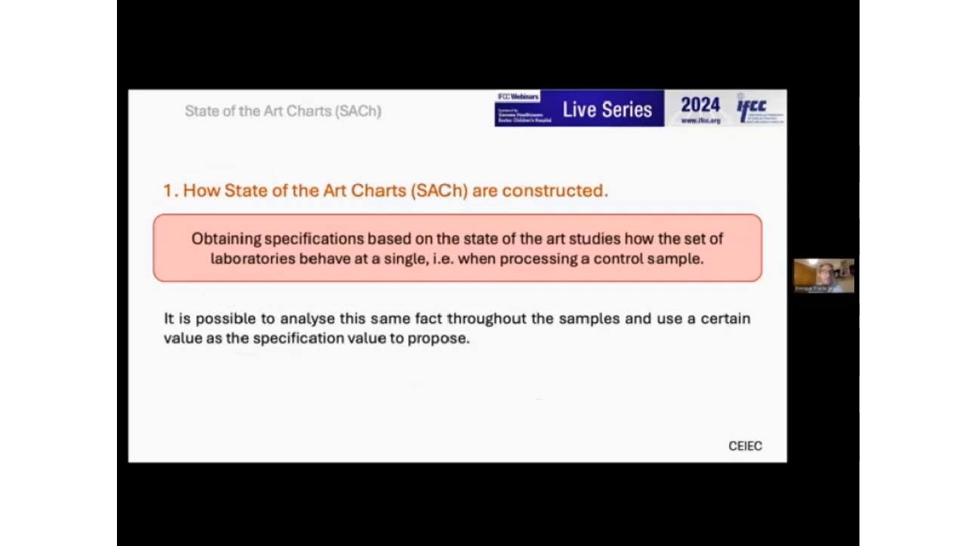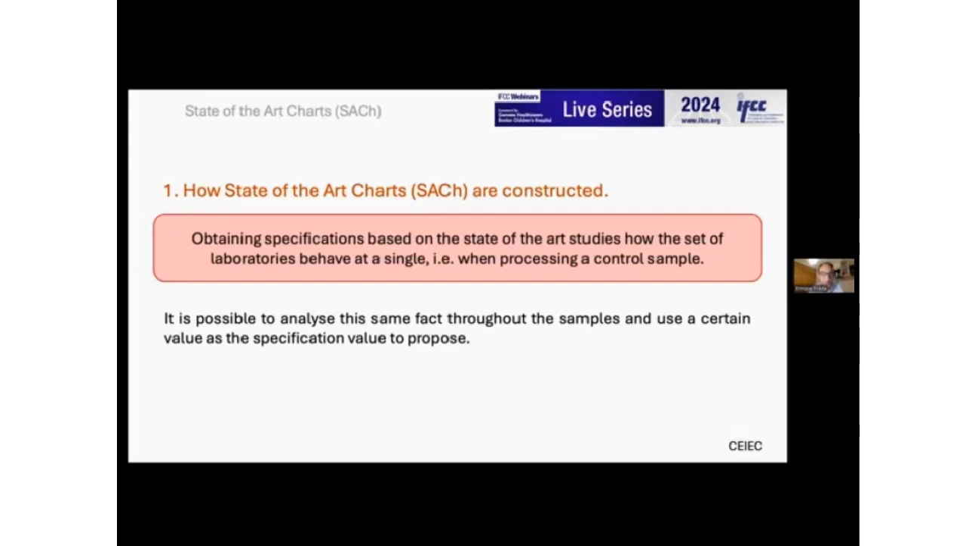The state-of-the-art based specifications simply reflect how a group of laboratories behaves at a given moment. For us, that moment is when that laboratory processes the control sample we have sent through the intercomparison programs, as we will see later. However, it is true that this same event, the fact of measuring a control sample, if we analyze it over time, there will come a time when we can agree that the behavior of that laboratory is more or less uniform.